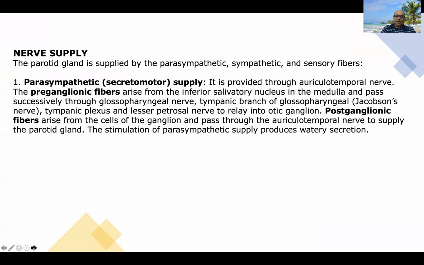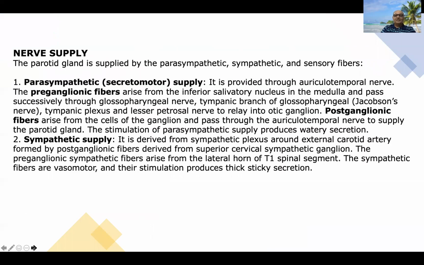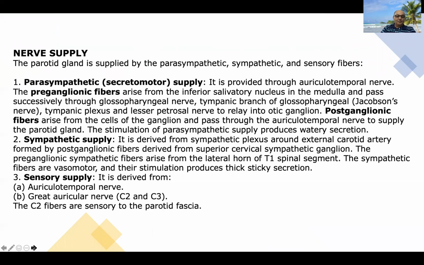Nerve supply, we talk in detail. Again, if you need further explanation, you can refer to this part of the slide, and I'm sure this needs to be really important. We need to understand these are the C2 fibers. They are sensory to the parotid fascia, so that's a separate entity, and that's coming from the greater auricular nerve. C2 and C3 are the components, and we should know what is the supply of the parotid gland and what is the supply of the capsule of the parotid gland. So these are two different entities, and we need to be good at these concepts.